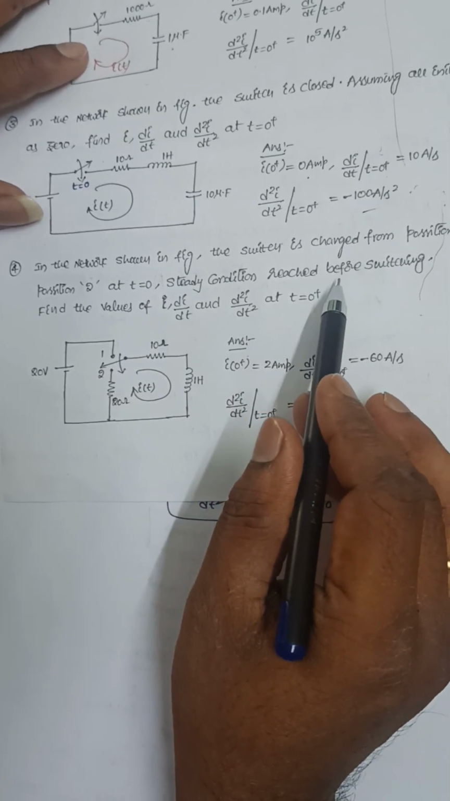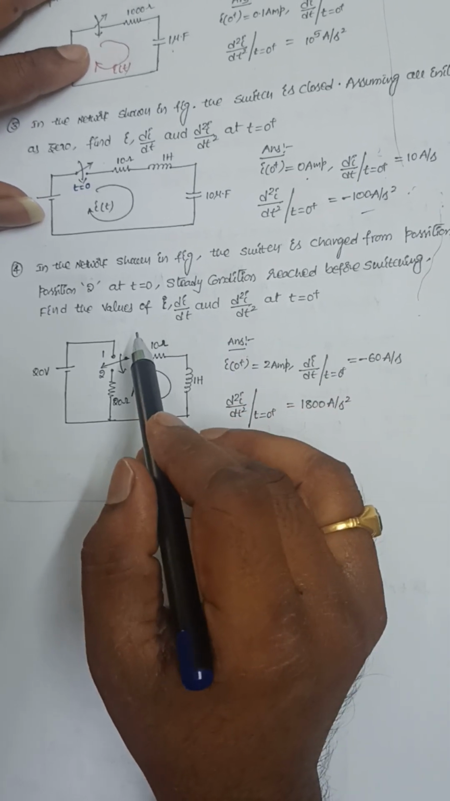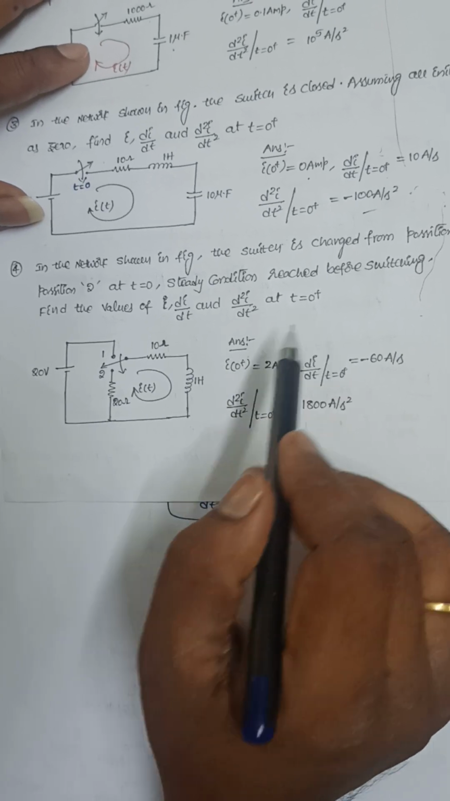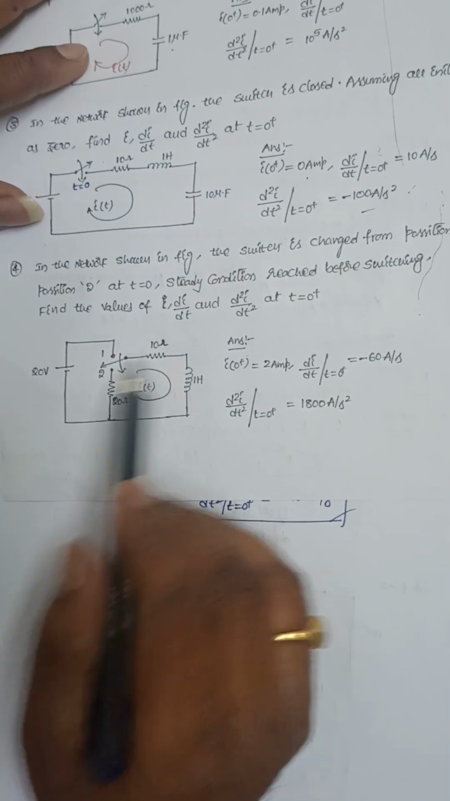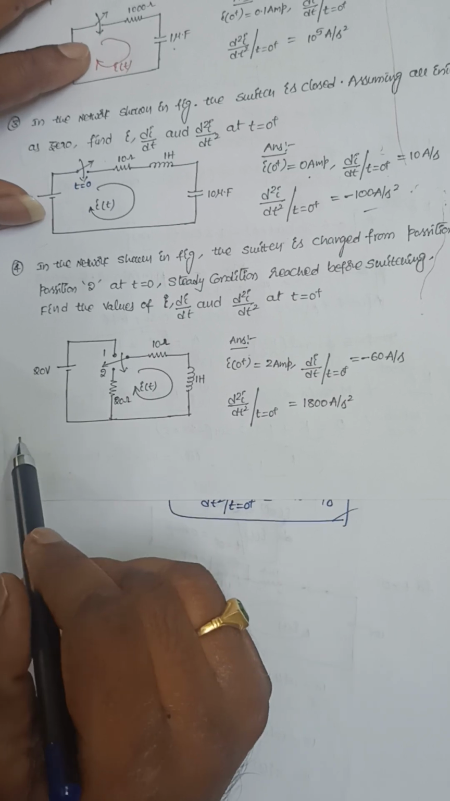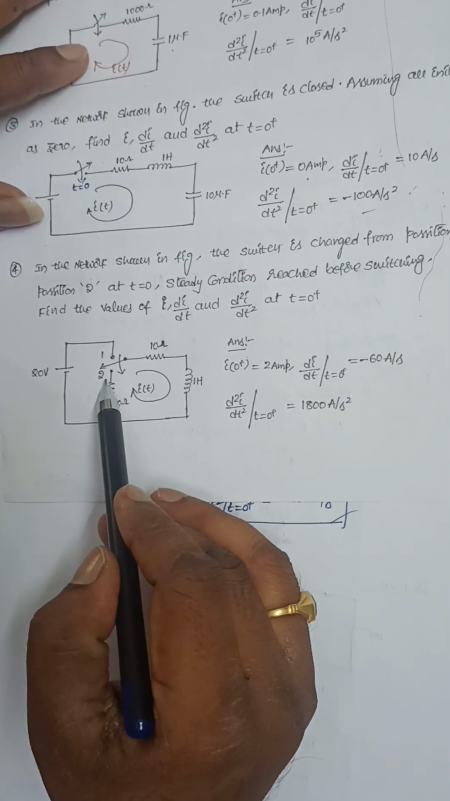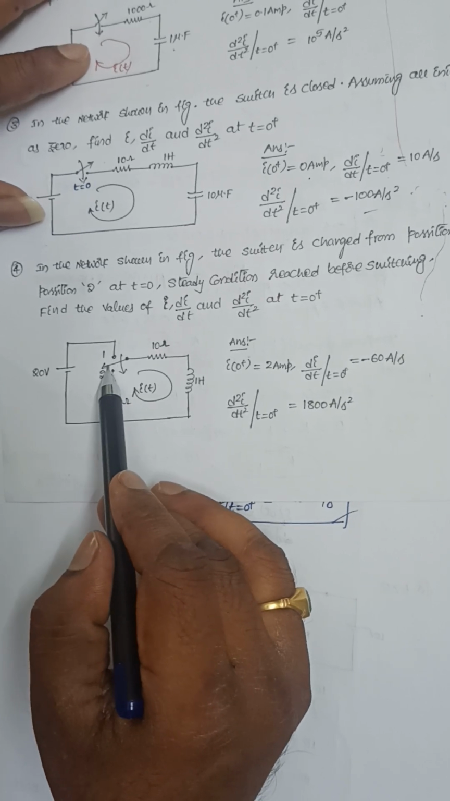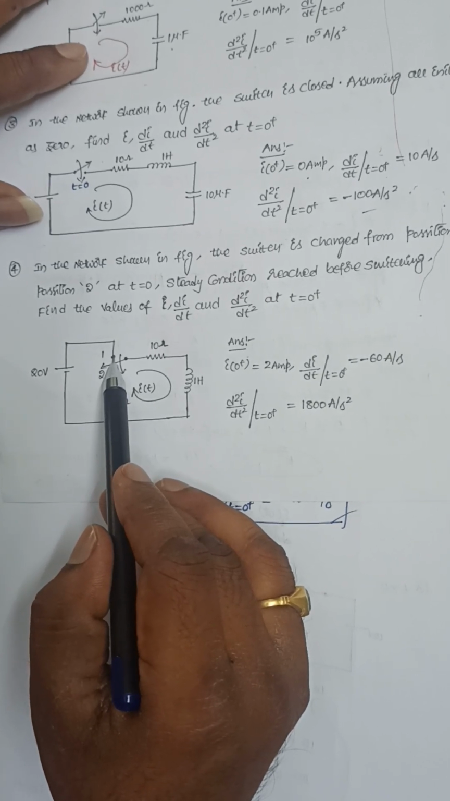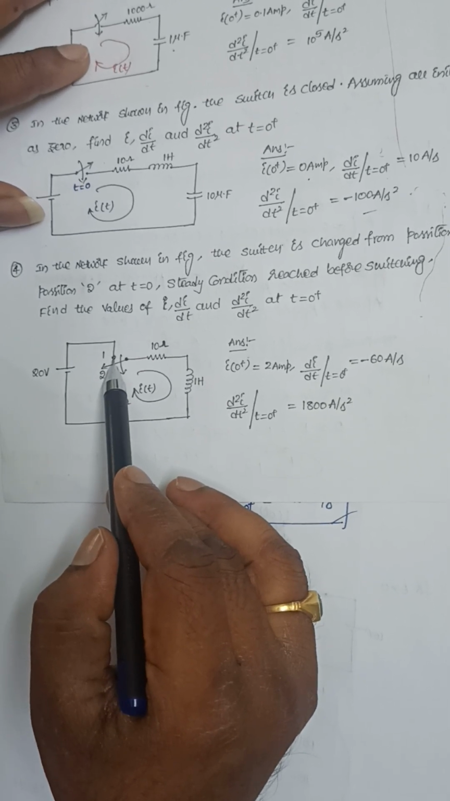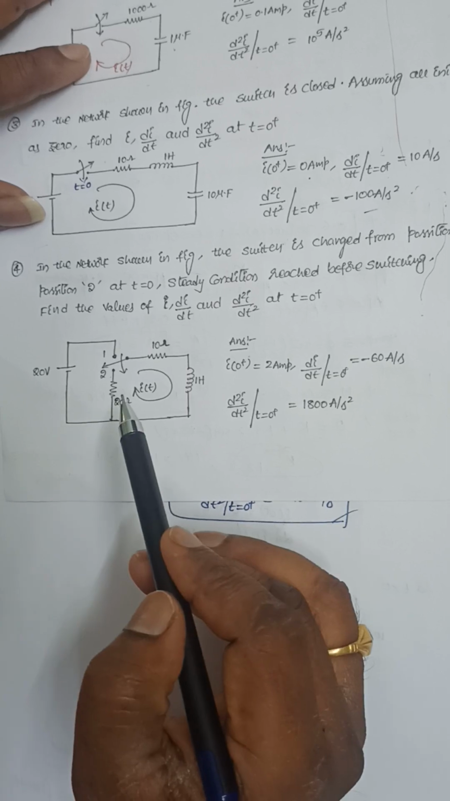Steady condition reached before switching action. Find the values of i, di by dt, and d square i by dt square at t equal to 0 plus. This is the circuit. In this circuit, the switch is changed from position 1 to position 2. That means initially the switch is at position 1. Now at t equal to 0, the switch is moved from position 1 to position 2.